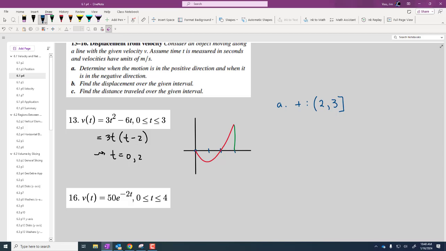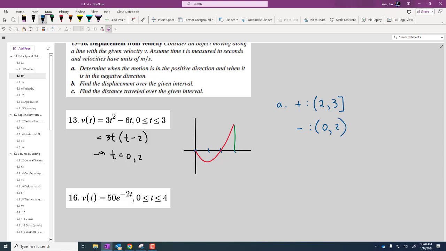And then the negative direction. What should our interval be for the negative direction? 0 to 2. Do we include any endpoints there? Ooh, that was a terrible comma. So yes, we will exclude both of those endpoints there.